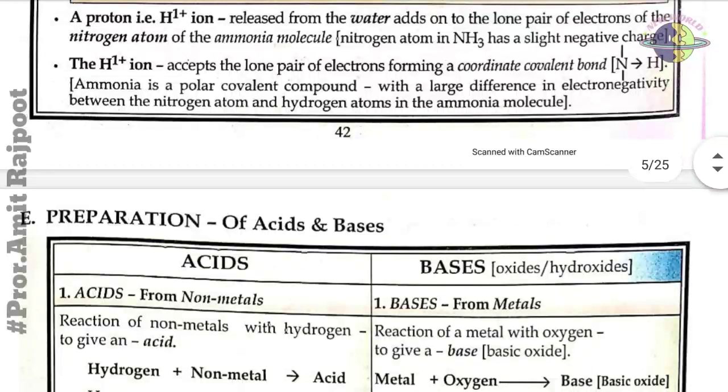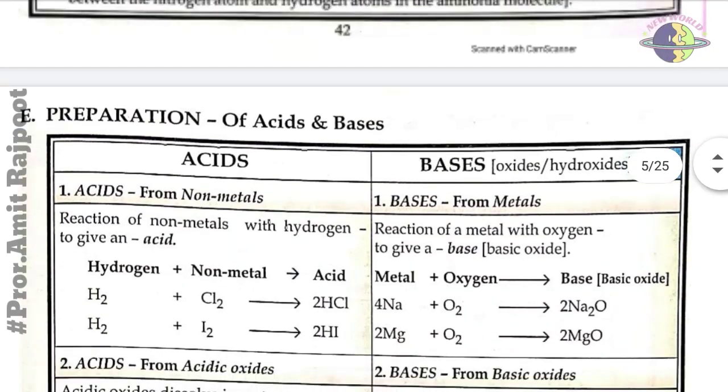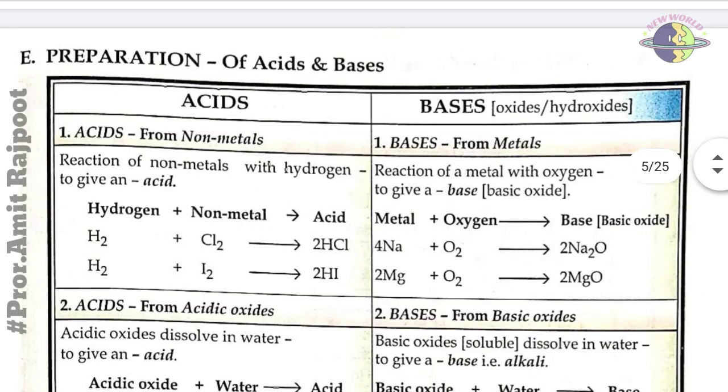Okay, now come to the preparation of acids and bases. Acids form from non-metals. Preparation of acids from non-metals, and in comparison on the right side, bases from metals. We will study how acids are formed from non-metals and how bases are formed from metals. So the very first reaction: hydrogen combines with chlorine. Hydrogen is hydrogen and chlorine is a non-metal. When they both react, they will form acid.